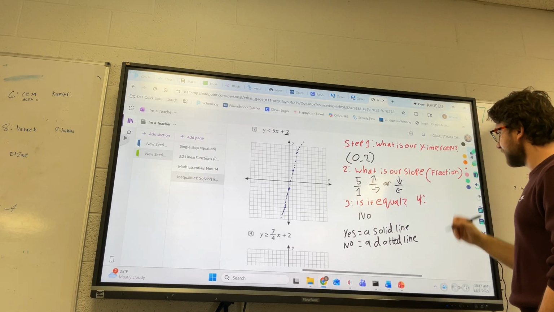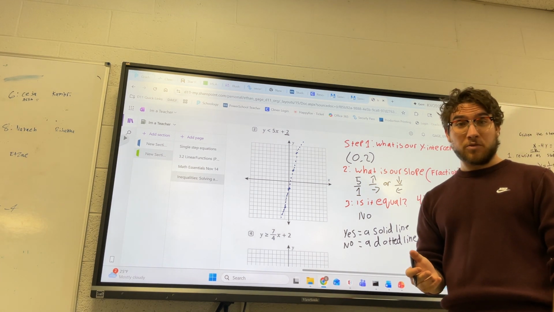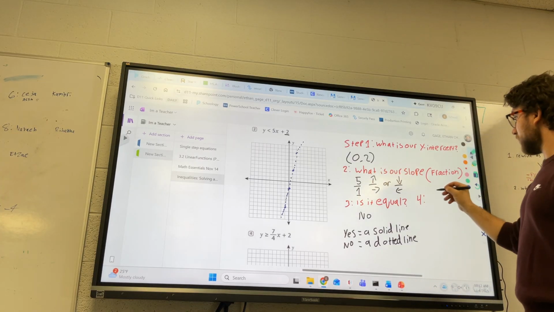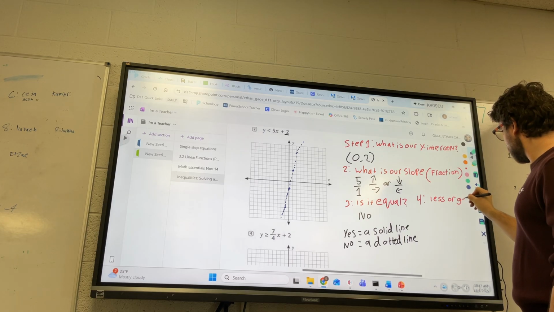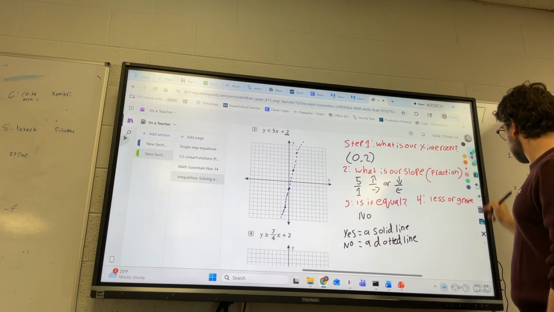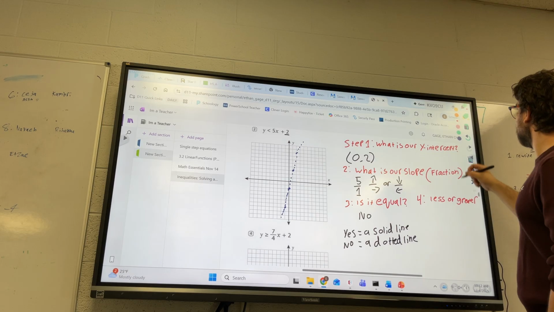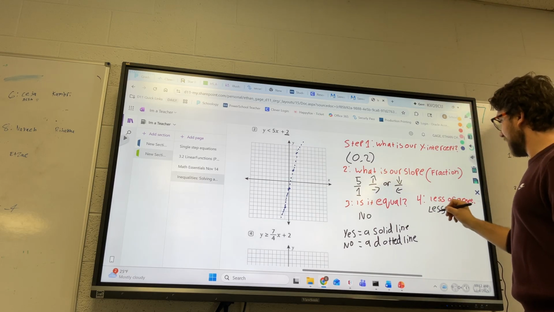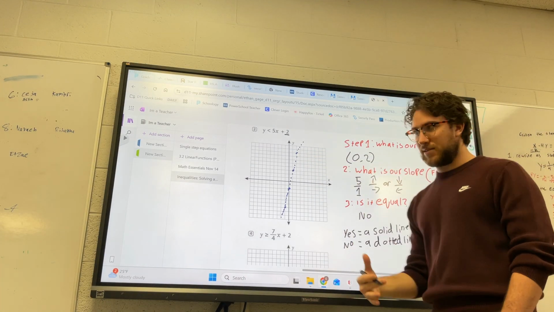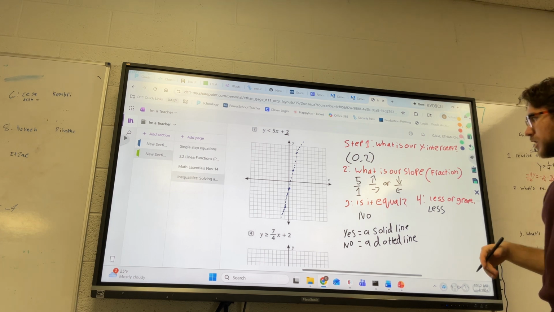I'm doing it because we want to see if it's less than or greater than. This is less than. Our y is less than our 5x plus 2.